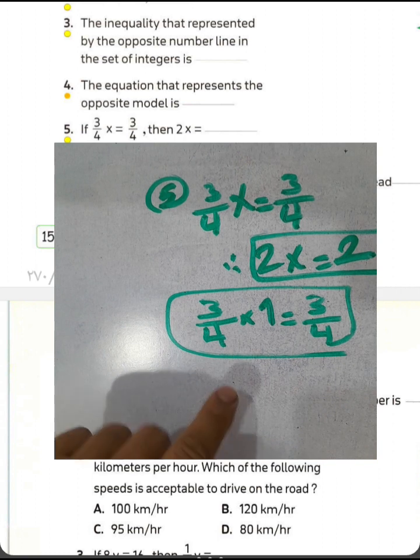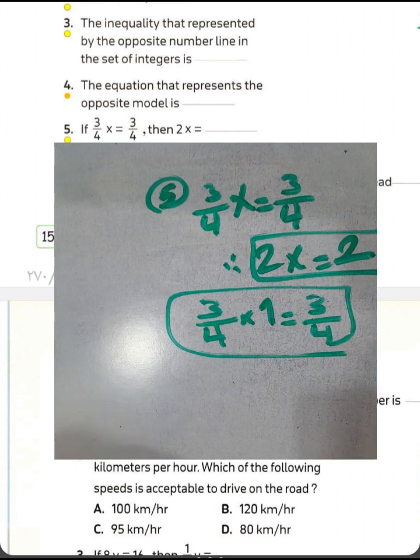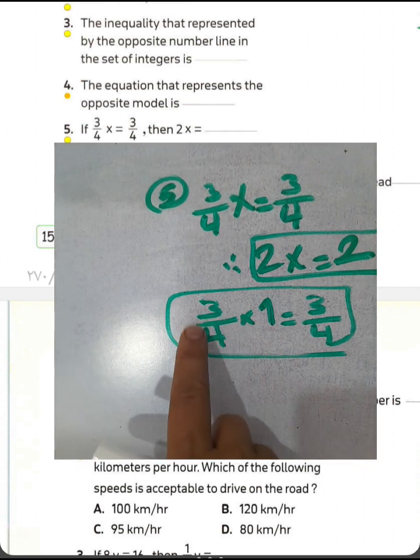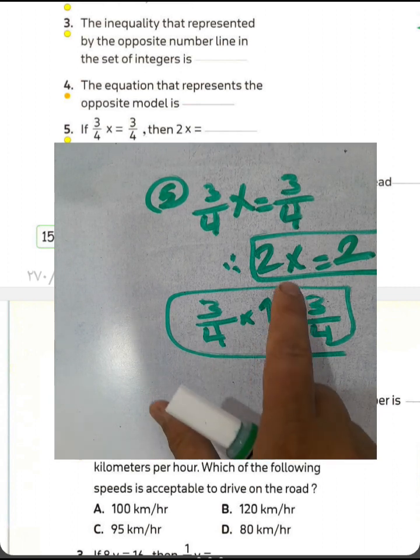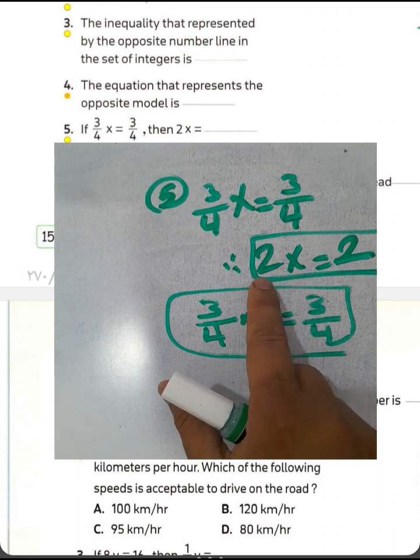Okay? We used here 3 over 4 times 1 equals 3 over 4. We used a property of multiplication. One is the multiplicative identity, but 0 is the additive identity. What do we call one? The multiplicative identity. We used the multiplicative identity: 3 over 4 times 1 equals 3 over 4, then x here equals 1. Then 2x means 2 multiplied by the value of x. 2 times 1 equals 2.